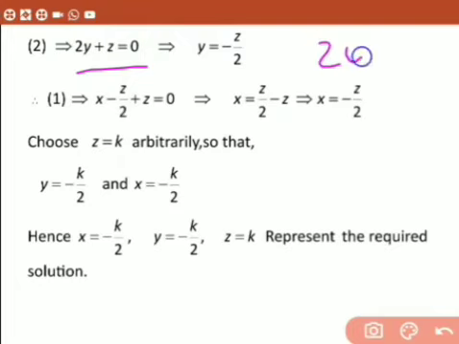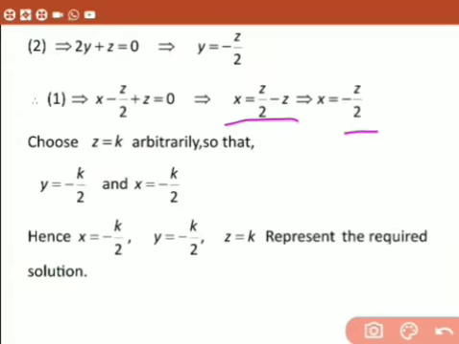That is what we have here. 2y is equal to minus z. So this implies y is equal to minus z by 2. Similarly, equation 1 implies x minus y plus z, here you have to substitute the value of y. Y value is minus z by 2. Then this implies x is equal to, taking z to this side, z by 2 plus z. You know 1 by 2 minus 1 is minus 1 by 2. So x is equal to minus z by 2.